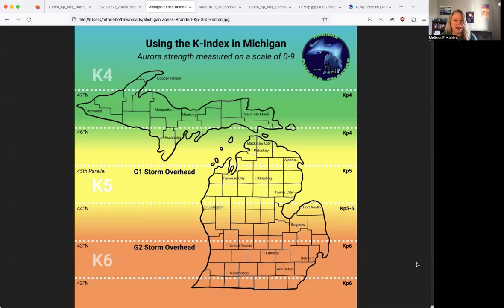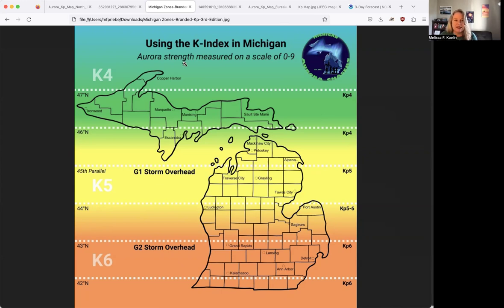I want to explain a simple tool today, this map we use in the Michigan Aurora Chasers. It revolves around the K index, or KP, but as we talk about this, it might be useful to help you understand this index anywhere in the world. So first, let's talk about K and KP a little bit.